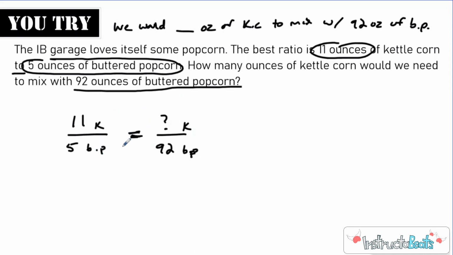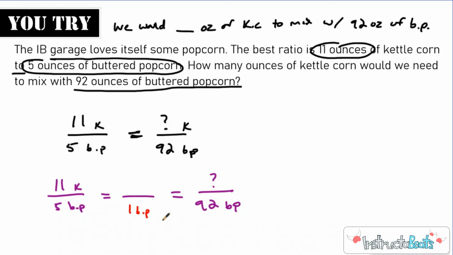I don't see an easy relationship between 5 and 92, and I don't see an easy relationship between 11 and 5. So what I'm going to do is use my unit rate to help me figure this out. So I'm going to rewrite these ratios with 5 buttered popcorn equal to my unit rate. Rewrite this one down here with my question mark. So again, a lot of times we're like, hey, which one should I turn into 1 for my unit rate or my unit ratio? Well, you know 92 down here, which means we want to turn the ounces of buttered popcorn into 1, because then we can just go ahead and multiply that by 92 at the end. So how did I turn 5 into 1? I multiplied that by 1/5, or divided by 5.